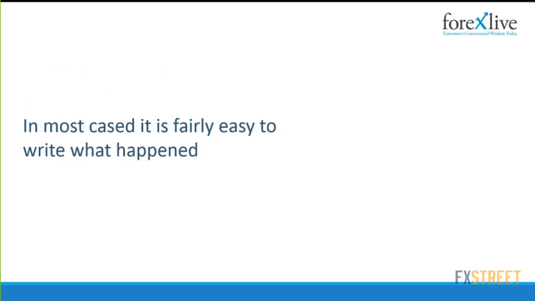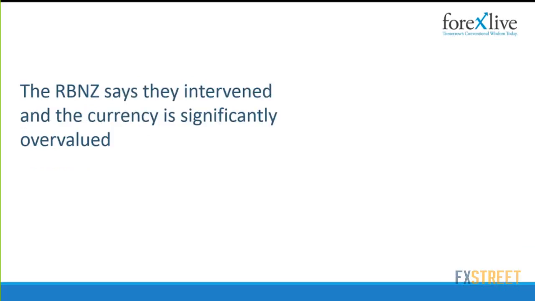For example, if the Reserve Bank of New Zealand says that they intervened and the currency is significantly overvalued, guess what might happen to the New Zealand dollar? Well, it might fall very sharply to the downside. That's a pretty easy cause and effect story that you can tell that would make sense, wouldn't it? And so that becomes a very easy story to tell.